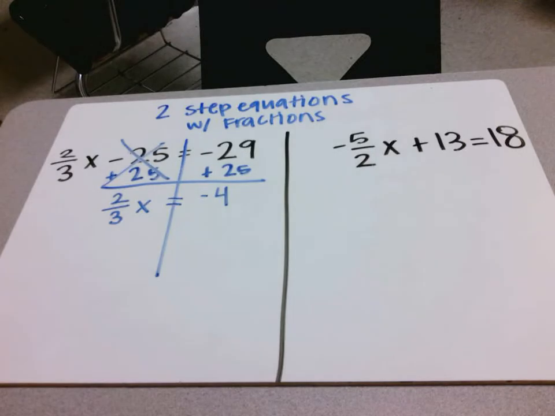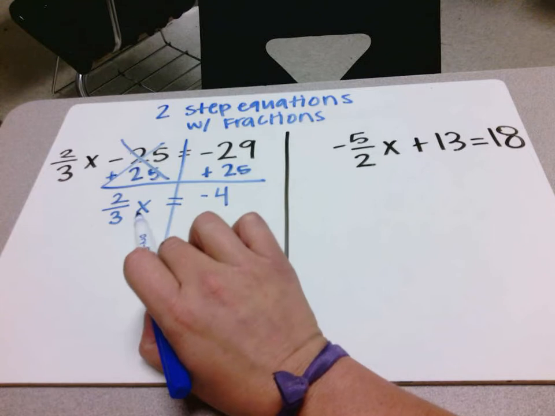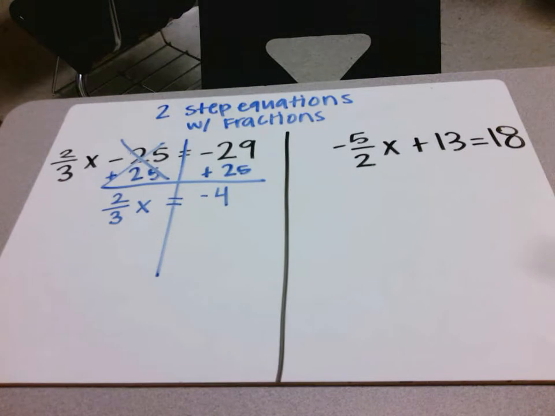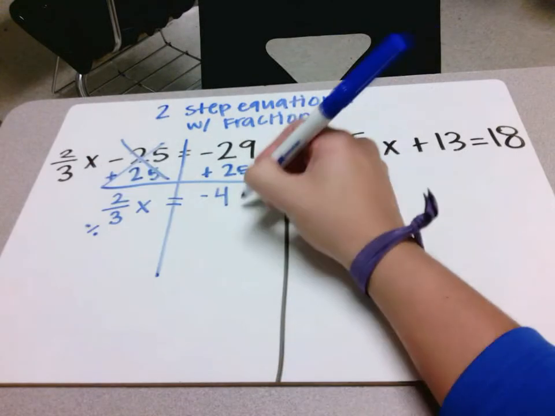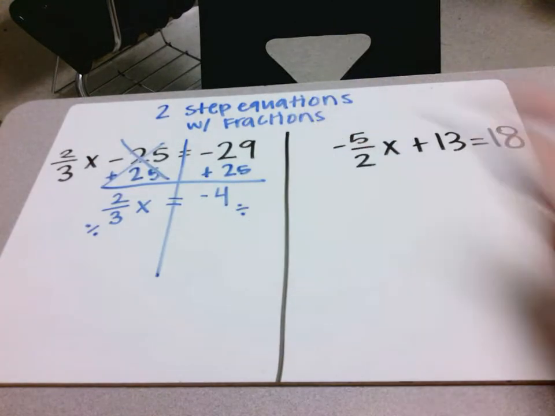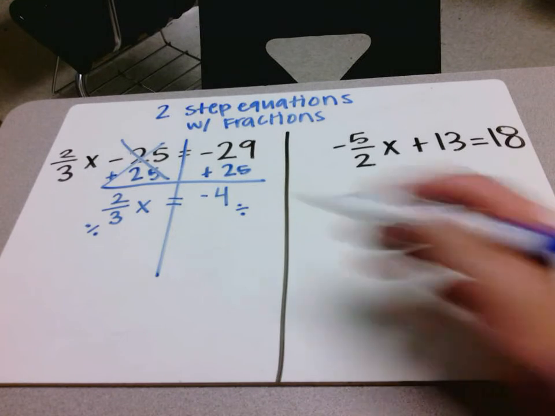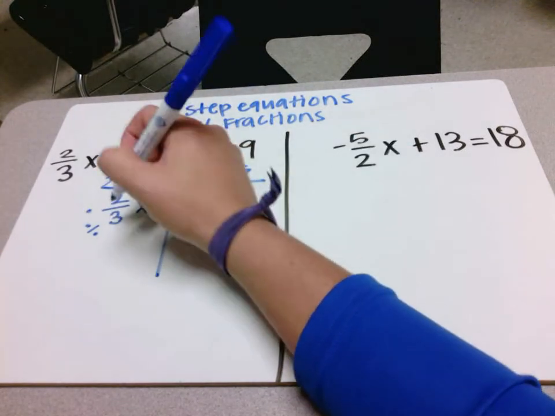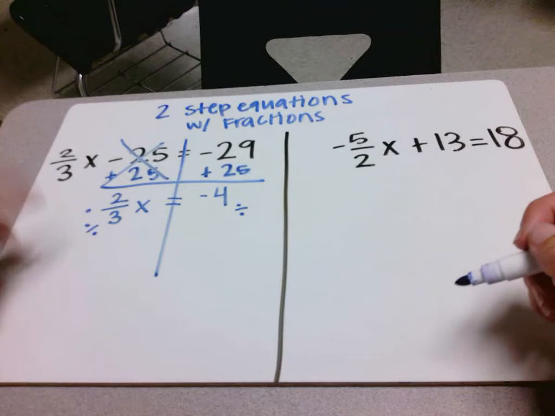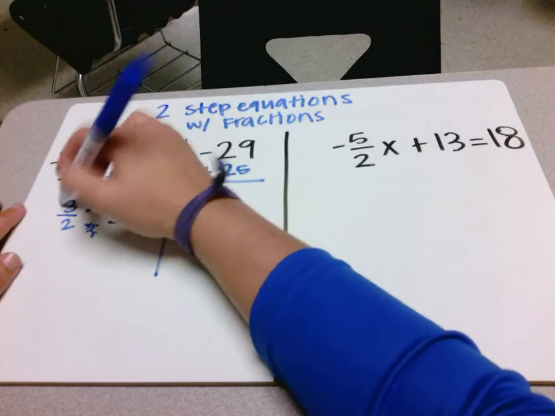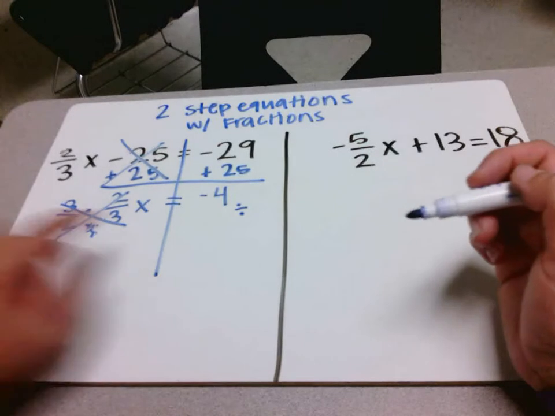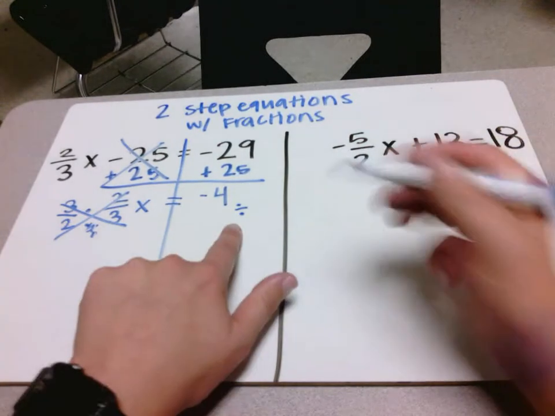Now I have 2/3 x equals a negative 4. Well, currently 2/3 and x are being multiplied, so I need to do the inverse operation, which you guys should know is division. But you should also remember that we don't divide fractions, you multiply. So I'm going to multiply by the reciprocal, which is this number flipped. So I'm going to put 3 over 2, and that's going to cancel those out. But if I did it over here, I also have to do it over here.